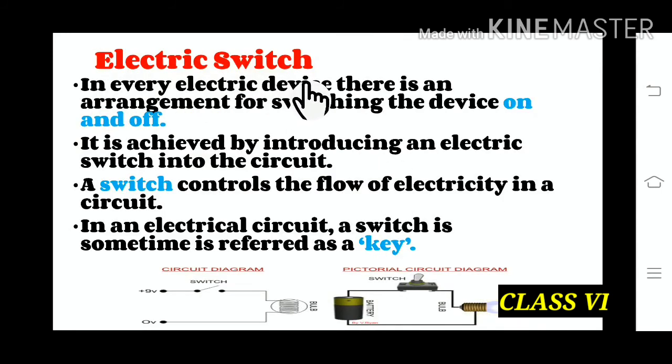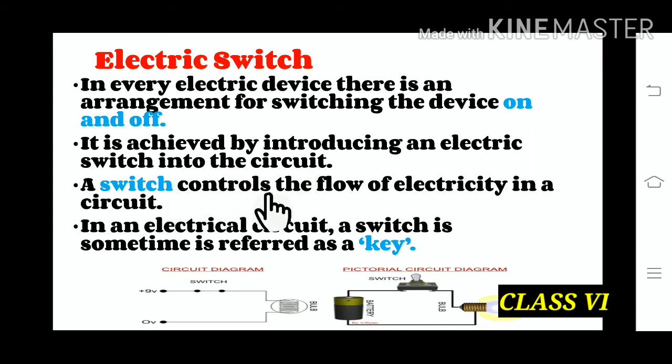Electric switch. Children, you might have seen that in a house there is a switch to put the fan on and off. So now we will see that in every electric device there is an arrangement for switching the device on and off, and this on and off can be done through a switch. It is achieved by introducing an electric switch into the circuit.